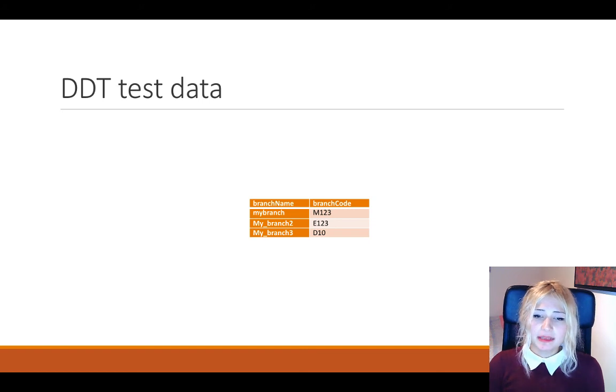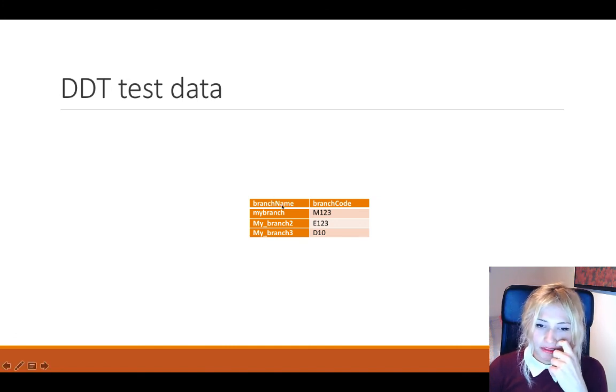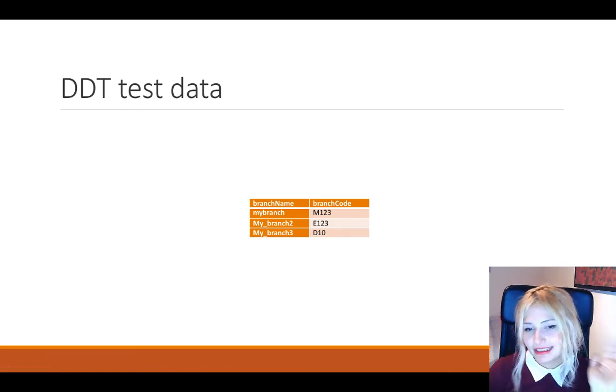This is an example data table here, and we can see this is the branch name and branch code. Those are my variables that we are going to see in my next slides, and those are the variables that I'm going to use, and my branch, my branch 2, my branch 3, those are the codes. Those are the data. This is a data table.